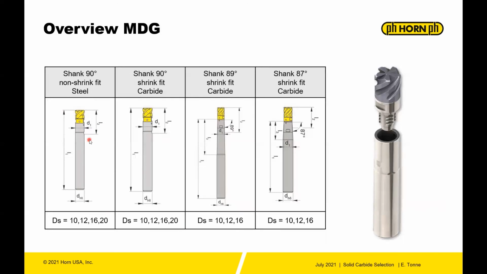On the holder side of things, you can see you do have a steel option. You have a 90-degree non-shrink fit steel. So if you've ever put a steel holder in a shrink fit, it doesn't ever come out again. So that's why they note that non-shrink fit. But then you also have a carbide shank. So you have carbide, steel, and then a carbide bit on the end, insertable, exchangeable tool in 90 degrees, 89 degrees, and 87 degrees. So different shank configurations to reach out with that tool.